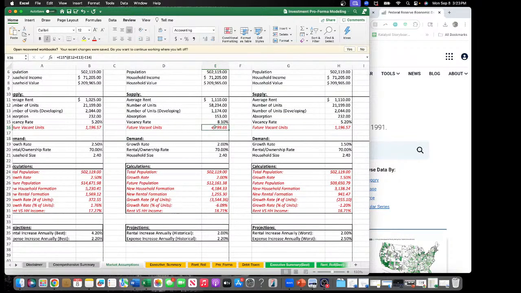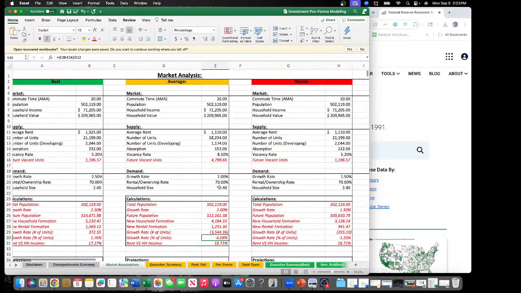So you can see right here, number of units. Future vacant, we're going to have 4,000, but we're predicting by next year we're going to have 3,500 vacant. So we're going to see vacancy rate go from 8% to 6% in this example here. And that's using the average here.